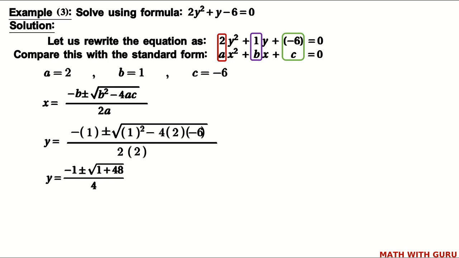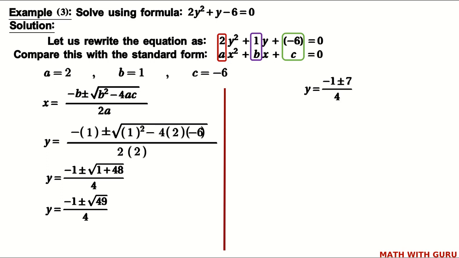Minus 1 plus or minus root of 1 squared is 1. Then minus times minus, minus multiplied by minus is plus. Therefore 4 2s are 8, 8 6s are 48. y equals minus 1 plus or minus root 49, divided by 4. y equals minus 1 plus or minus 7, divided by 4. These are the two values of y.